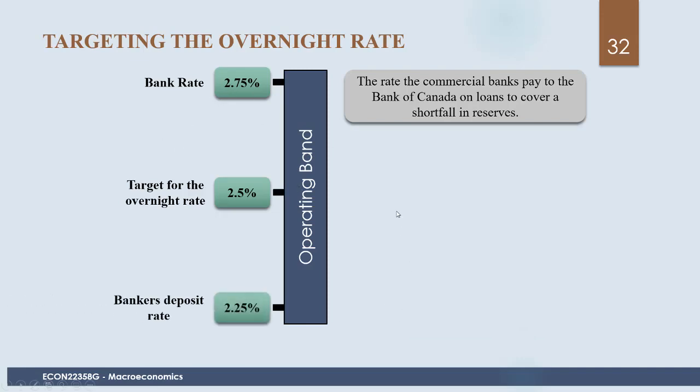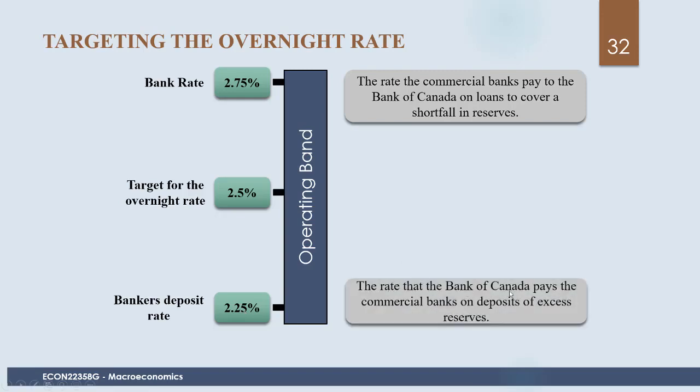And at the bottom, we have what's called the banker's deposit rate. And this is the amount that the Bank of Canada pays to people with excess funds. Okay, so this is the rate that the Bank of Canada pays the commercial banks on deposits of excess reserve. And so no commercial banks would accept anything less than this. Okay, and so this is what they do.